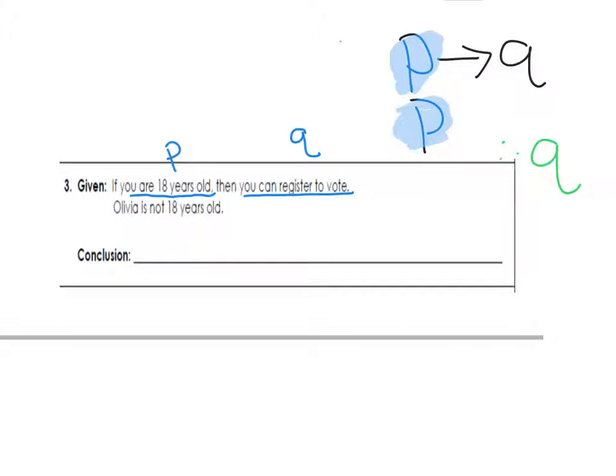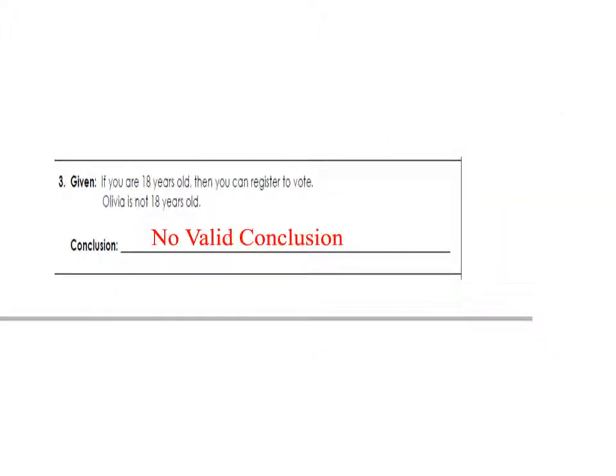Olivia is not 18 years old. Well, wait a minute. The first statement said you are 18. Now it's saying she's not. So this isn't P. It's actually negating P. So is that the same thing? No, it's not. And when the P's don't match, we have to say no valid conclusion.